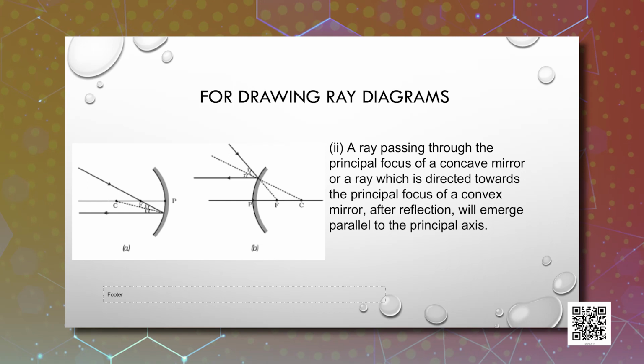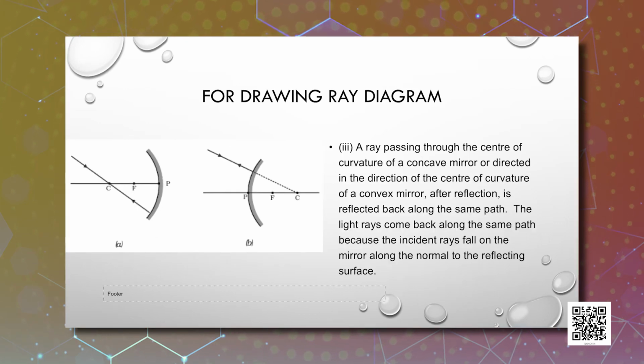A ray passing through the principal focus of a concave mirror or a ray which is directed towards the principal focus of a convex mirror after reflection will emerge parallel to the principal axis. A ray passing through the center of curvature of a concave mirror or directed in the direction of the center of curvature of a convex mirror after reflection is reflected back along the same path.